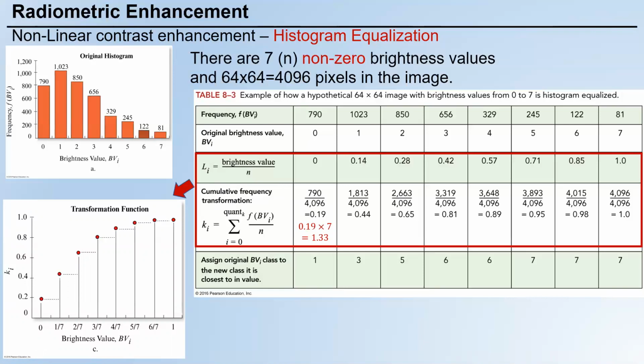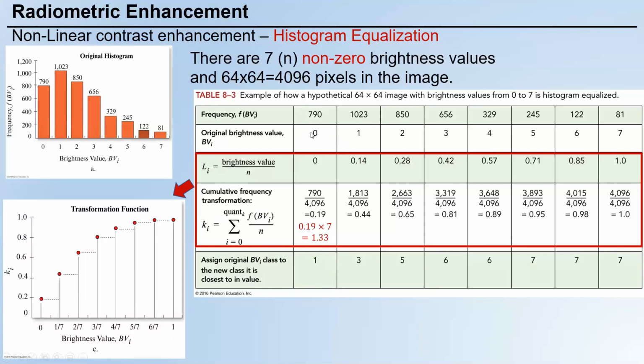Of course, if it is a 4-bit image, 2 to the power of 4 is 16. 16 minus 1 is 15. So you should not multiply by 7; you should multiply by 15 instead. But here, let's stay with this image. It's a 3-bit image, so 2 to the power of 3 is 8, and 8 minus 1 is 7. So 0.19 multiplied by 7 is 1.33. What is the closest integer to this value? Is it 2 or 1? Of course, it's 1. So we assign 1 as the new value for class 0 in the input image.